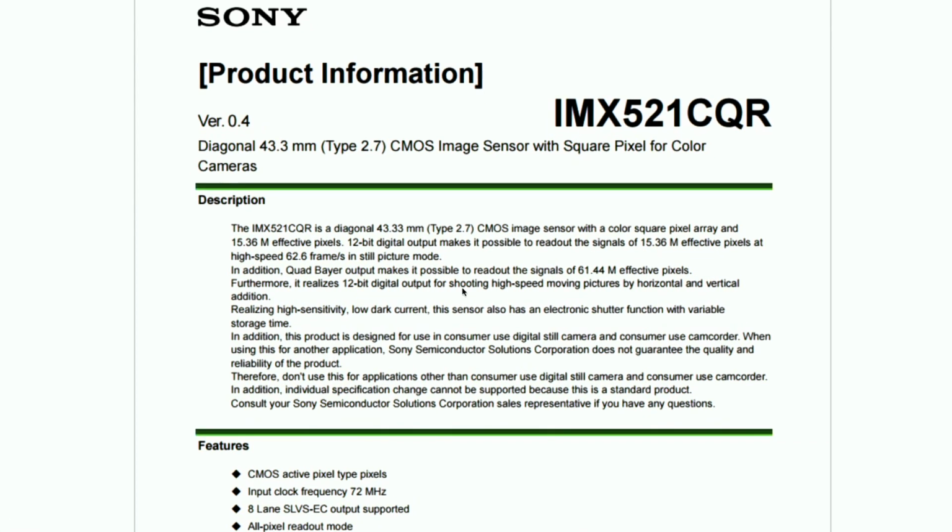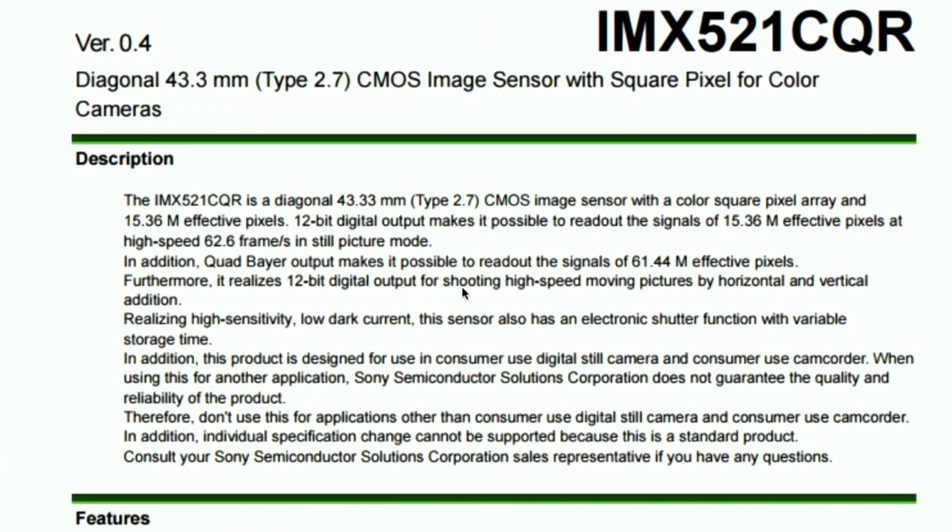Let me zoom in a little bit on the description, because the description itself is already quite telling. I'm not saying that this one will be used in any cameras of Sony. That's not my point. But let's look at what it tells us. It's a 42 millimeter sensor. Blah blah blah, that's not important. With a color square pixel array and an effective 15.36 megapixels. That kind of hints that this might be something for the S3, right?